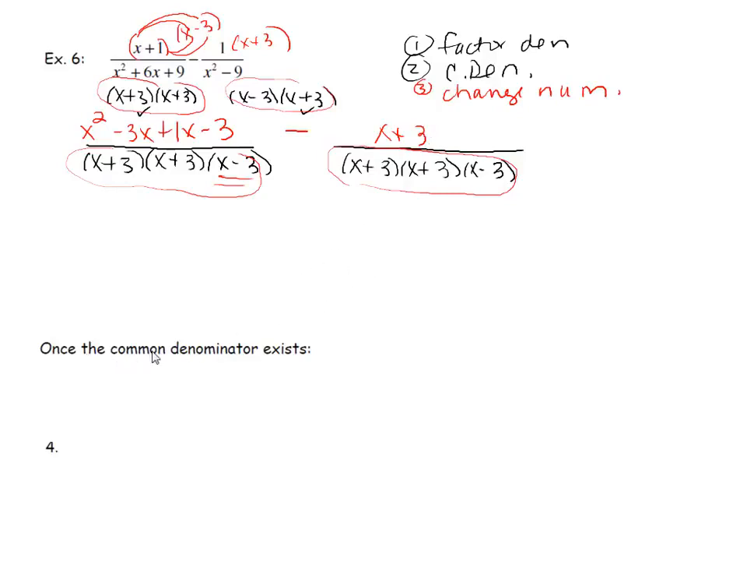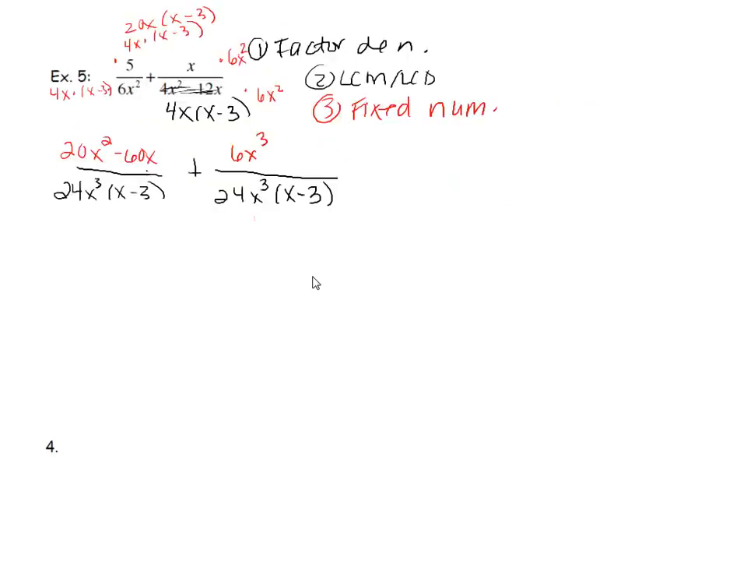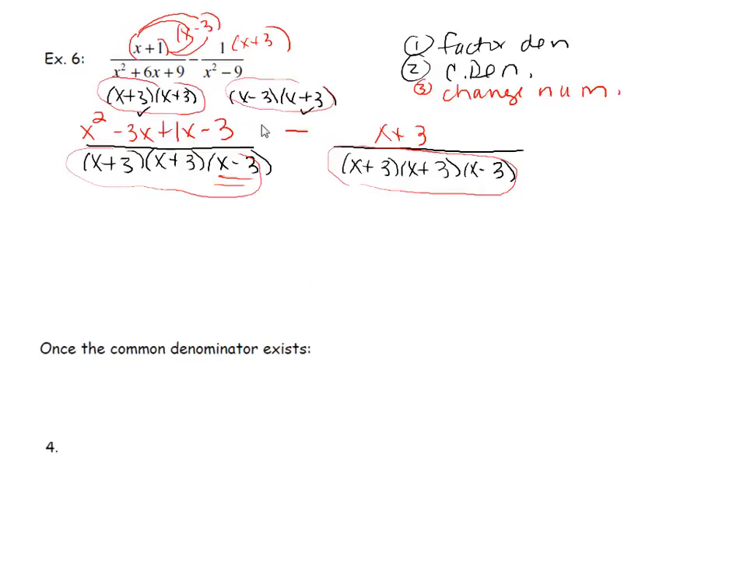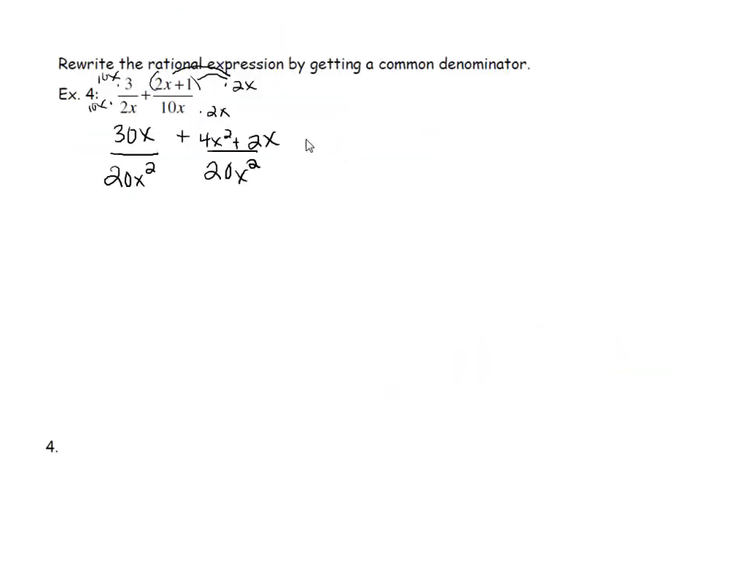So again, once the common denominator exists, so once we get done doing this, now what do we do? So let's go back up. I said we're going to come back to these. So once the common denominator exists, then you are going to merge into one fraction. So now instead of two fractions, we merge them into one. We write 20x squared, that's my common denominator. And I have 30x plus 4x squared plus 2x.